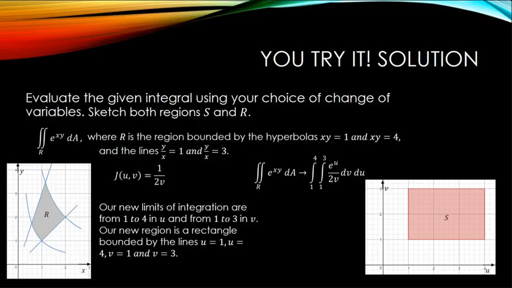Integrating with respect to v, I get the natural log of 3 over 2 times the integral from 1 to 4 of e to the u du. This gives me the natural log of 3 over 2 times the quantity e to the 4 minus e. This is how I use my integrand or the boundary of my original region to help me decide on my change of variables in 2 dimensions. Be sure and let me know if you have any questions.